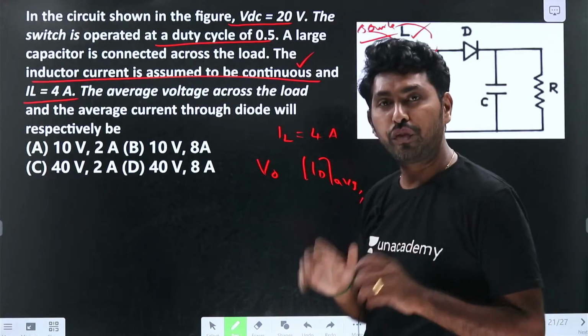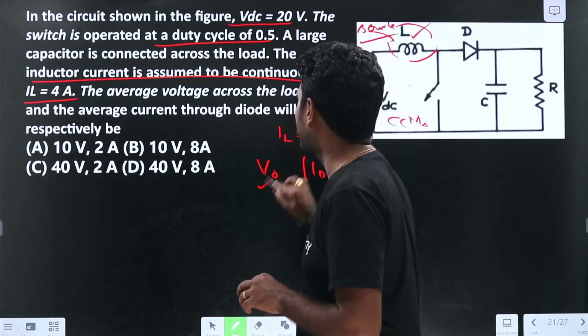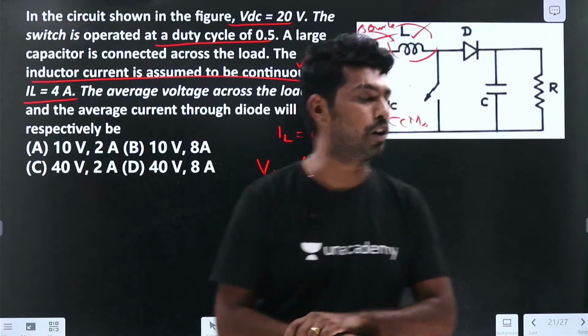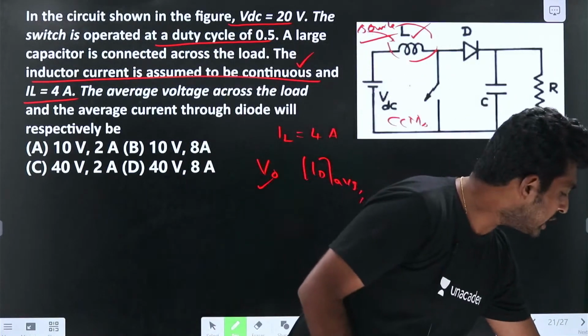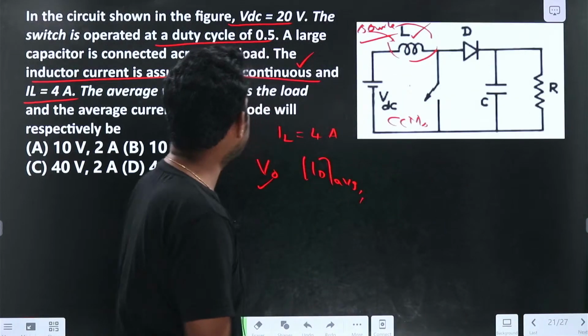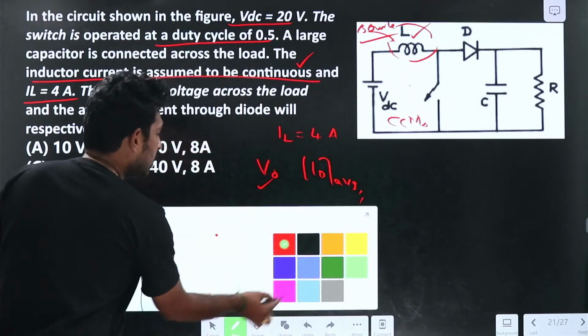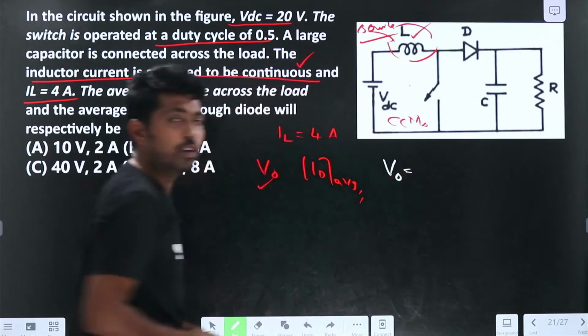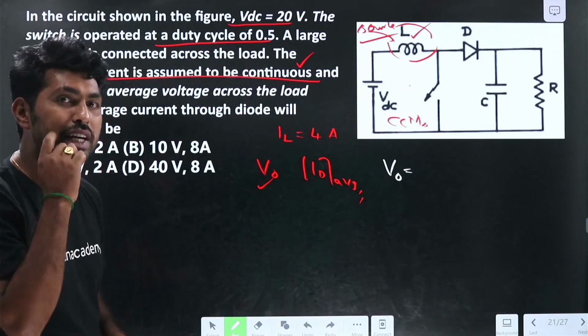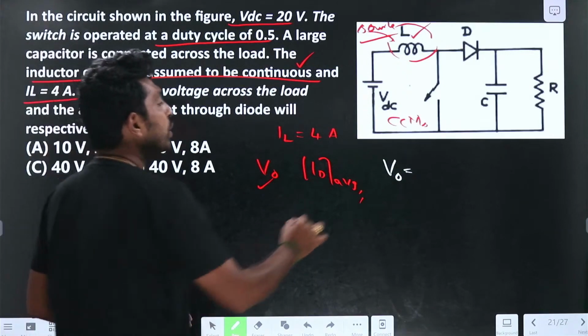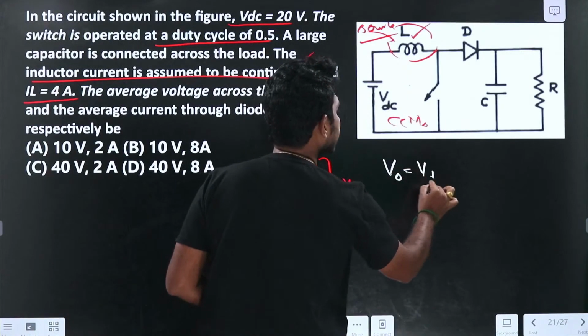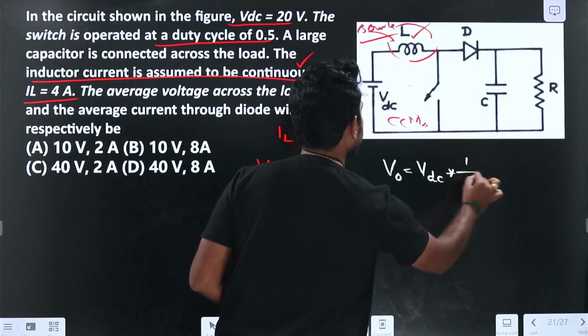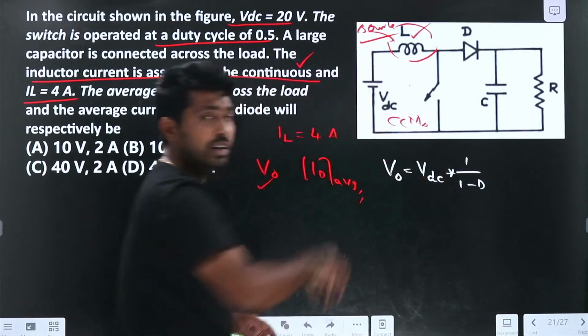Now what do we have to find? We need to find the output voltage. Very simple question, guys. What is the output voltage? The output voltage V0 equals the input voltage VDC into 1 by 1 minus D.